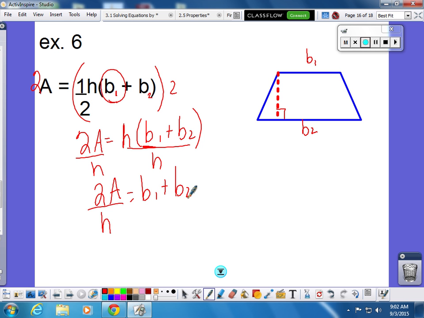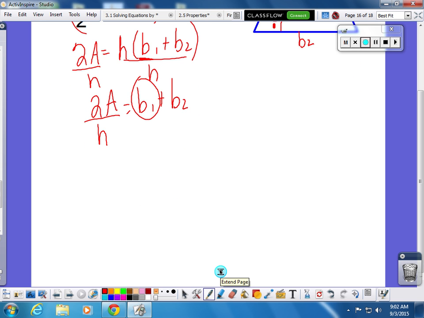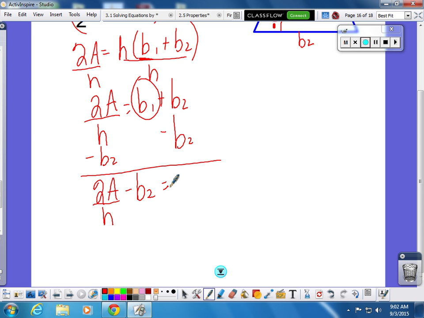We're almost there. Still looking to get that by itself. What would you do? Subtract those two. So twice the area divided by the height minus the second base is equal to the first base.